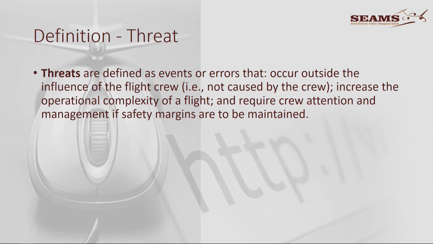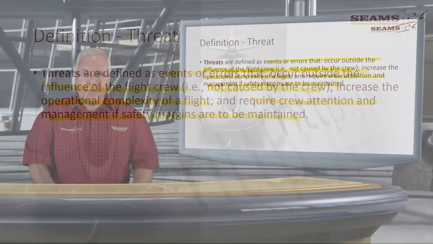A threat is defined as events or errors that occur outside the influence of the flight crew. That's the important part. It's not caused by the flight crew, but it increases the operational complexity of the flight, and it requires the crew's attention and management if safety margins are to be maintained.